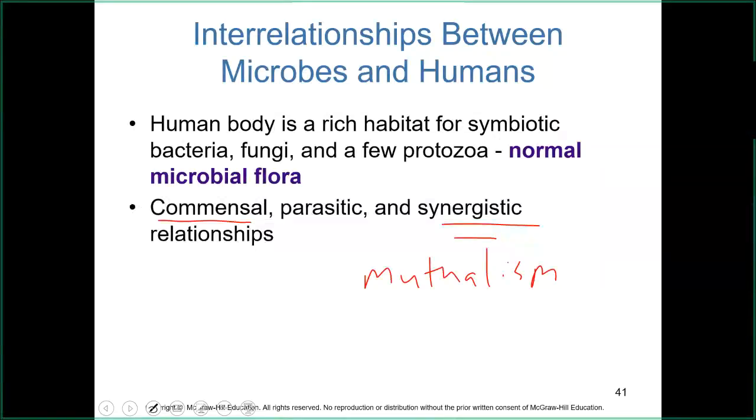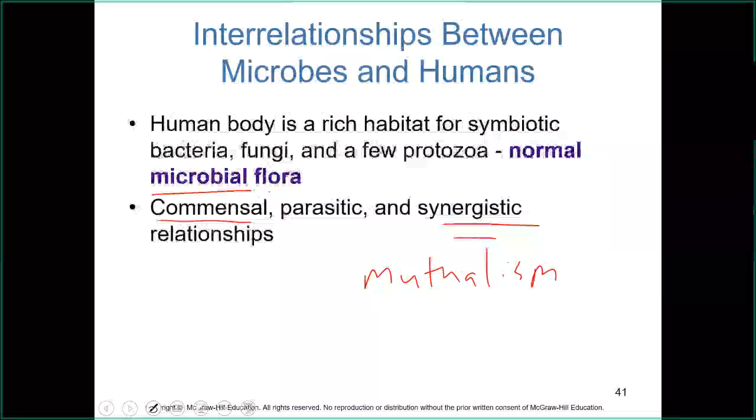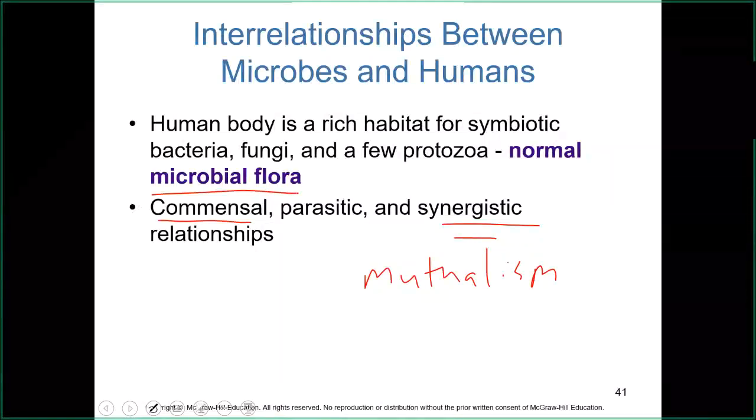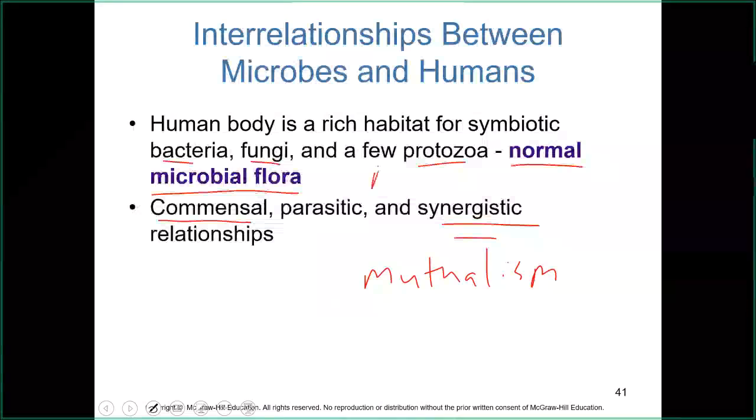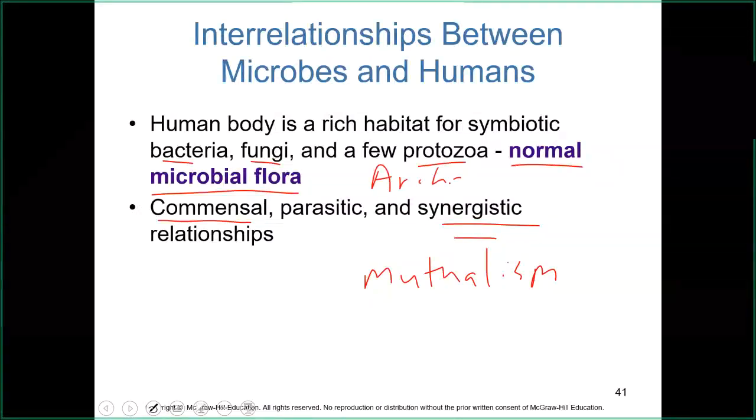We have hundreds, maybe thousands of species in our bodies, in our guts, on our skin, up our nose, various other compartments of the body, and they make up this microbial flora, which is basically just a big community of organisms, including bacteria, fungi, protozoa, and even archaea. They should be listed here as well.